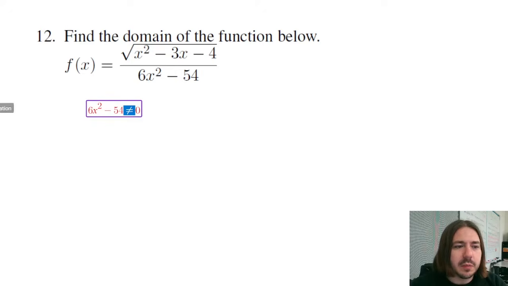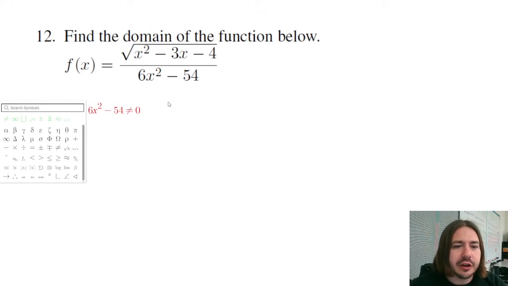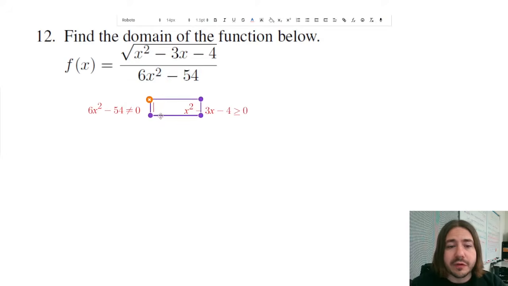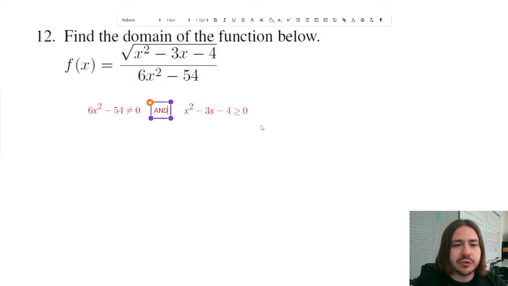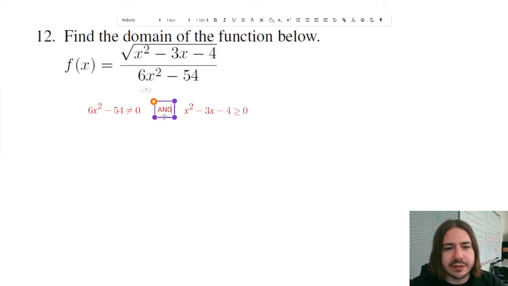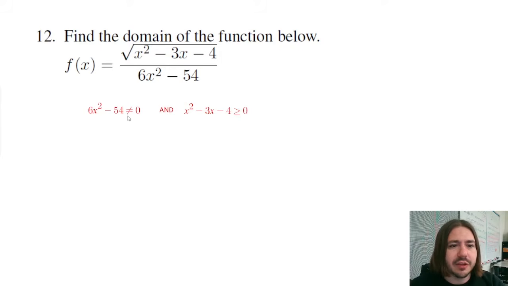So we'll solve this, but also we need to make sure that our function is outputting real numbers, and so we need to make sure what's underneath this square root is non-negative. So we'll make sure that x squared minus 3x minus 4 needs to either be positive or 0. So both of these have to be true, and so I'm going to join them with a logical and statement. So all the x values that satisfy both of these are going to be those that are in the domain.